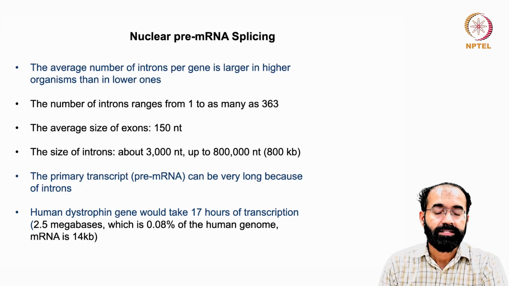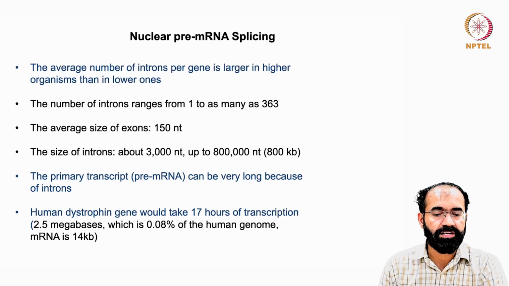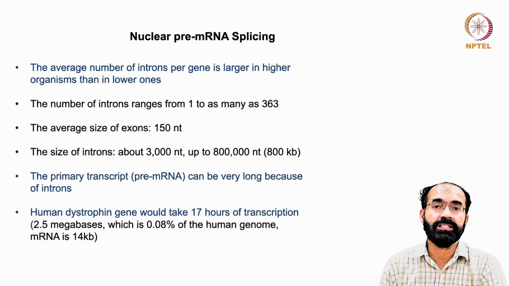As the organism becomes higher in complexity, the number of introns also increases, and that has to have some relevance in introducing organismal complexity. The number of introns ranges from 1 to as many as 363 in a given gene. The average size of exons remains more or less the same, around 150 nucleotides. It doesn't change much. The average size of introns is around 3,000 up to 800,000 nucleotides. 800,000 is a huge figure, 800 kb for a single intron.